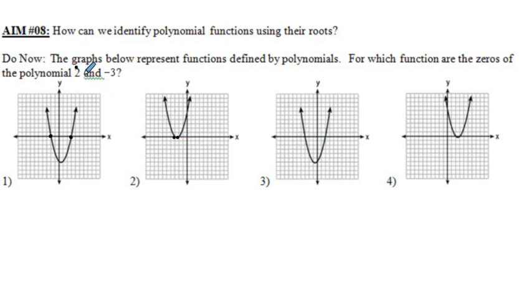Haven't found what we're looking for yet. We're looking for positive 2 and negative 3. Can't be that one. This one, both of the x-intercepts are positive, so we know it can't be that because we need a negative root here, a negative intercept. So let's take a look at this last one. We have positive 2 and negative 3. So that's all this question is asking. For which function are the zeros 2 and negative 3? It's just asking for which of these functions does it cross the x-axis at positive 2 and negative 3. So in this case, it's just 3.